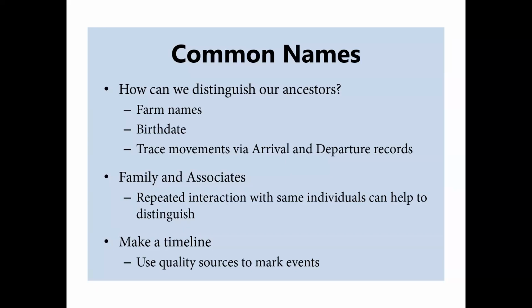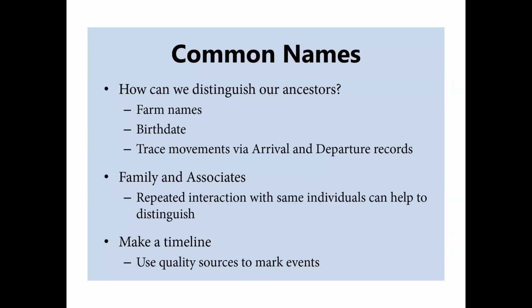And we have to carefully trace their movements with arrival and departure records. Lutheran parish priests recorded those arriving in their parish and leaving their parish. The other thing too is we want to build a network around our ancestor. So we want to know who their family are, who they're interacting with. So if you're in Minnesota, you don't know if this Hans Larsen is your Hans Larsen, check out those land records. Is he buying and selling land with the same set of people at the same time? This could distinguish your ancestor from the other Hans Larsens running around.